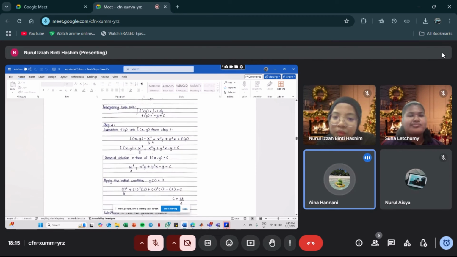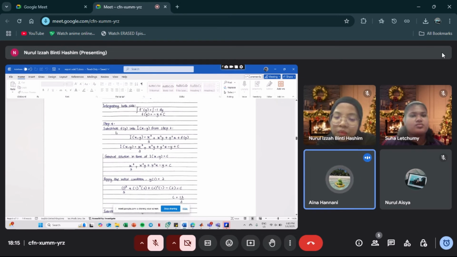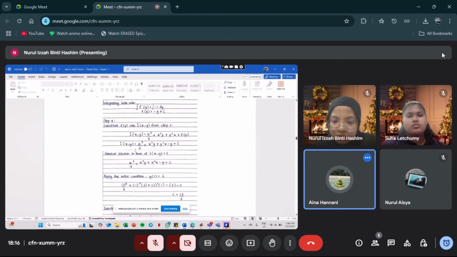The next step is step 4. Step 4, we need to substitute f(y) into I(x,y) from step 2. We will get I, and we will write the general solution in the form of I(x,y) equal to c. After we write the general solution, we will apply the initial condition, which is y(1) equal to 2. Change the value of x equal to 1 and the value of y equal to 2. We will get the value of c is 13 over 3.